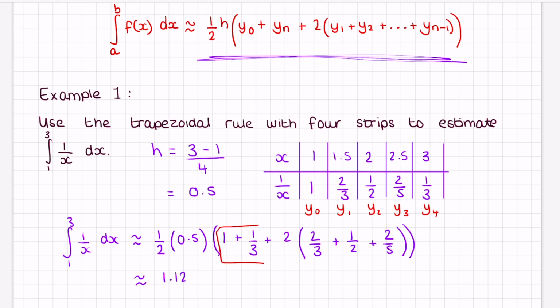Okay, so it's knowing here the 1 and 1/3 are our first and last values. Then the 3 middle numbers are the numbers in the brackets that we multiply by 2. And that is how we use the trapezoidal rule.